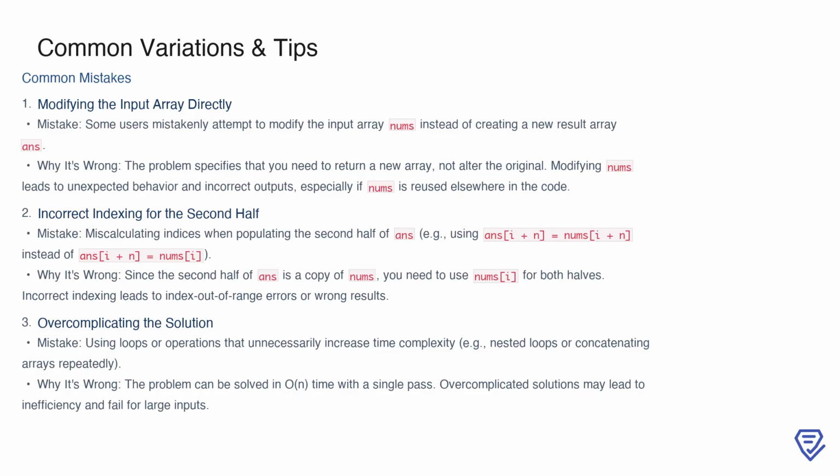Finally, some users tend to overcomplicate their solutions by using approaches like nested loops or repeatedly concatenating arrays. This adds unnecessary time complexity, while a simple O(n) solution is sufficient to solve the problem efficiently. Keeping your solution straightforward will help avoid these pitfalls.